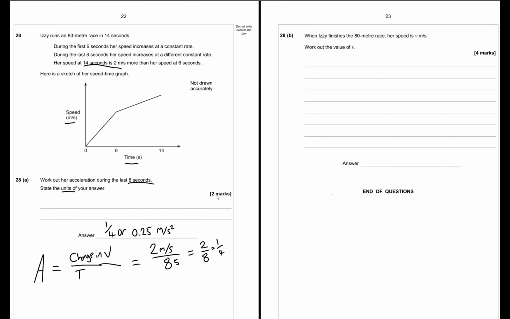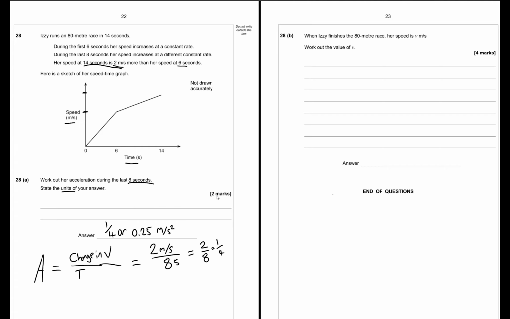Okay, 28b. When Izzy finishes the 80-meter race, her speed is v meters per second. Work out the value of v. Okay, so let's write down what we know on our graph. We know her speed at 14 seconds is 2 meters per second more than her speed at 6 seconds. So we have two different speeds we know. We don't know the exact speed because that's what we're trying to find out, but we know that the difference in the speed is 2.